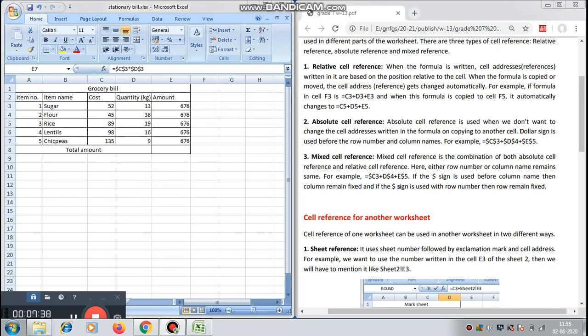Now next is mixed cell reference. Mixed cell reference is the combination of both absolute cell reference and relative cell reference.